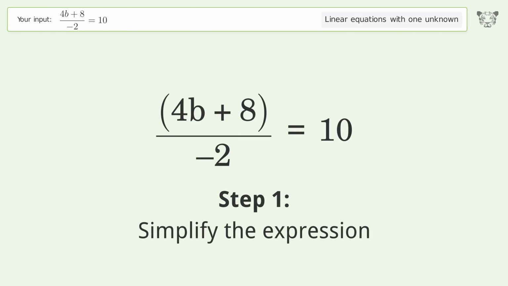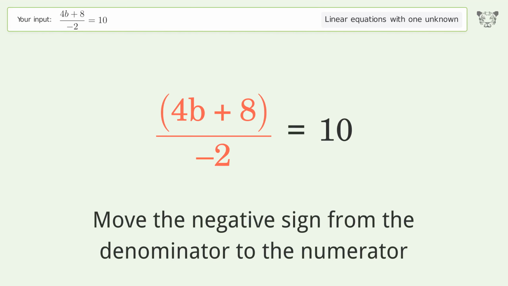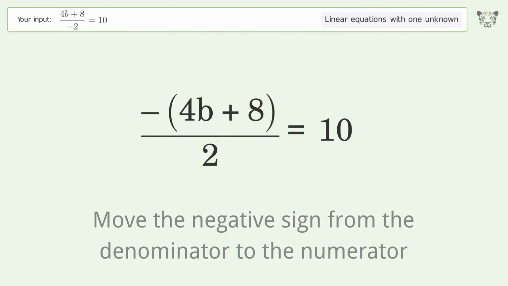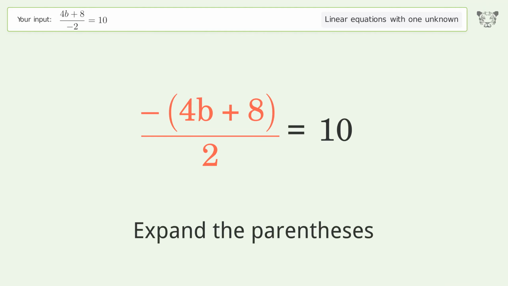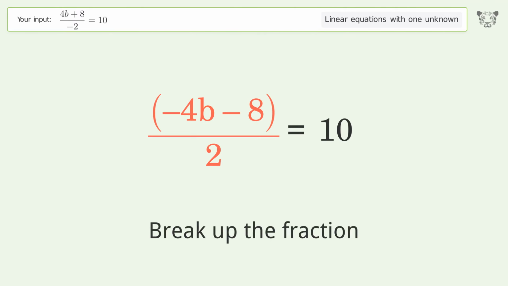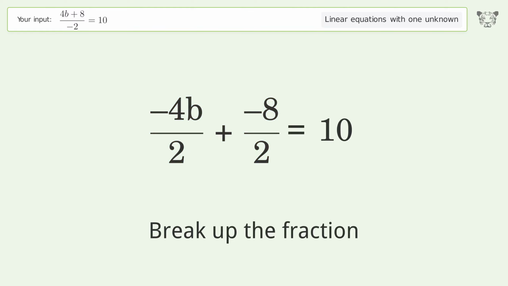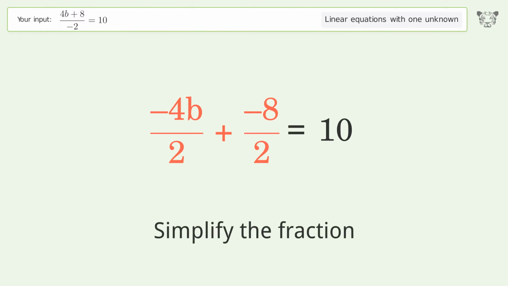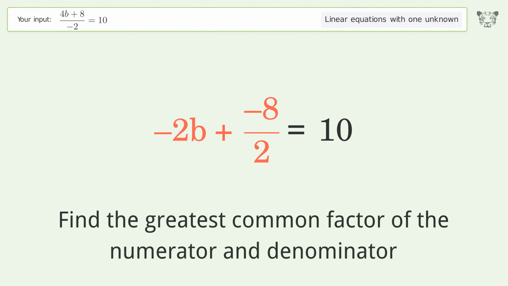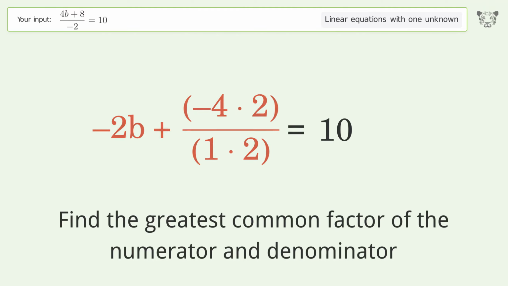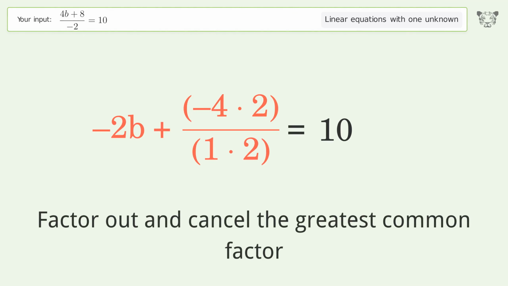Simplify the expression. Move the negative sign from the denominator to the numerator. Expand the parentheses. Break up the fraction. Simplify the fraction. Find the greatest common factor of the numerator and denominator. Factor out and cancel the greatest common factor.